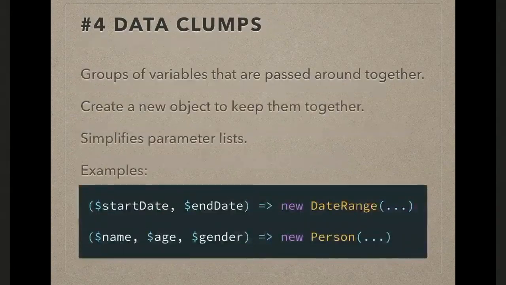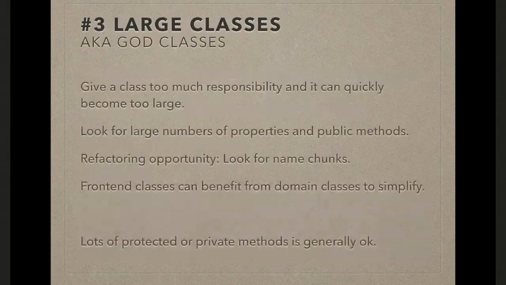All right. So number 4 is data clumps. So a data clump is basically a group of variables that is often passed around. Oh, sorry. Yeah. Talk about chunk names. Wonderful. Chunk names? Oh, I skipped that. I'm sorry.